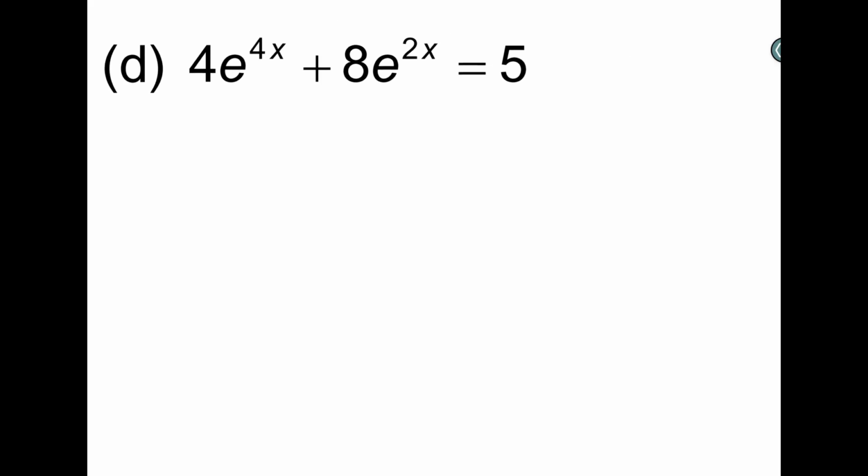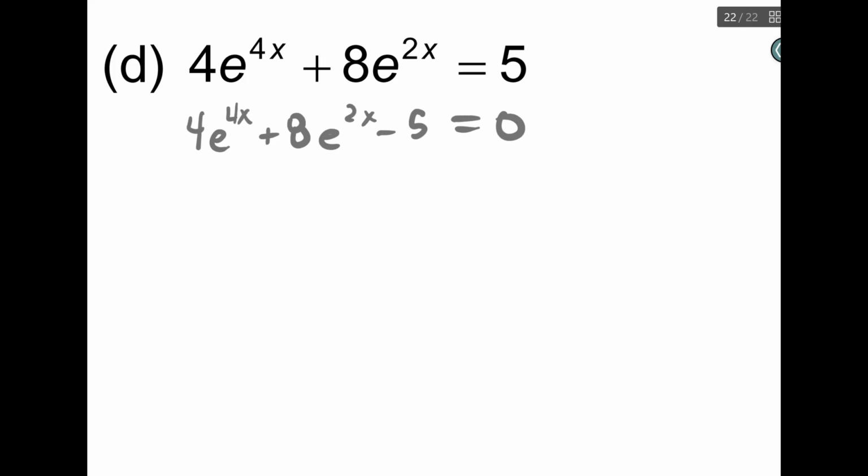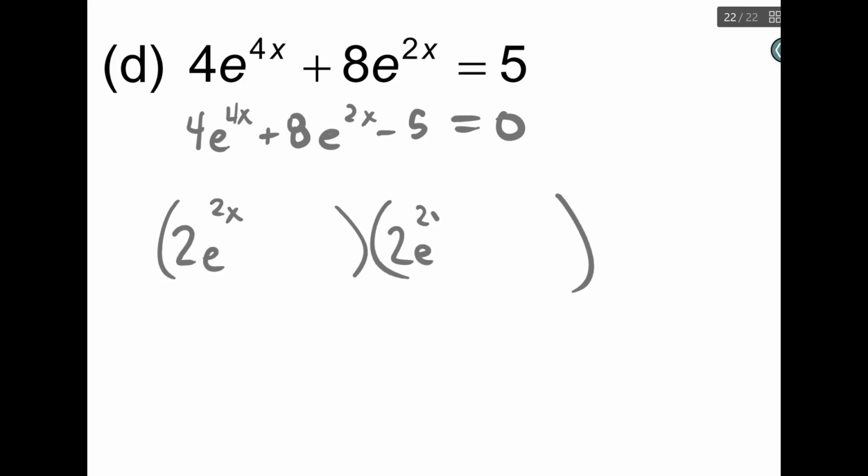This is very similar. Super similar. I have 4e to the 4x plus 8e to the 2x minus 5 equals 0. So if I would have you solve, let's see, I could have 2e to the 2x times 2e to the 2x. Let's see if this works. 2 times 2 is 4, so that would go to 4e to the 4x, since e to the 2x times e to the 2x is 2x plus 2x, so that's 4x. Okay, that works.